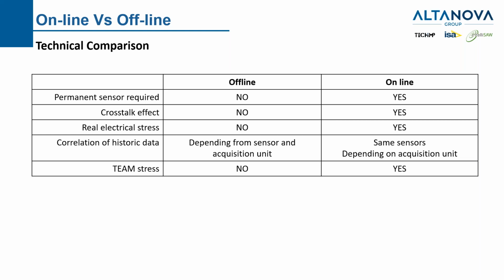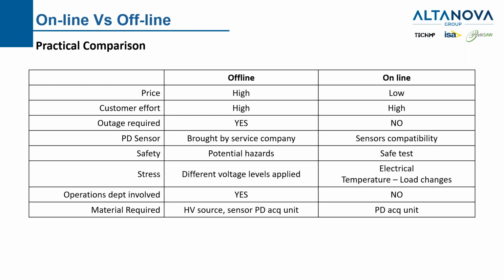The thermal stress is not present in offline tests. We only have electrical stress. Instead, in online tests, we have aging, thermal and mechanical stress, and so on. From a very low-level practical comparison, we can say that the offline test has a higher price. We need to bring more assets to the field to make the test. We need to make an outage, while during the online test, it's just about the service job.